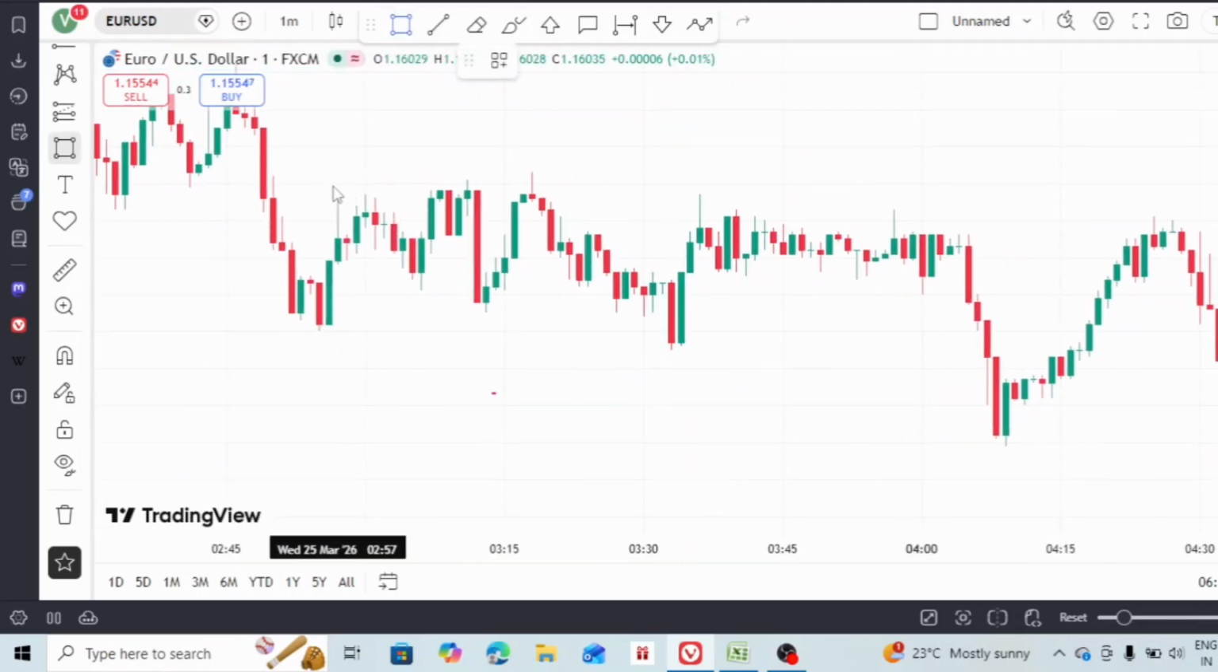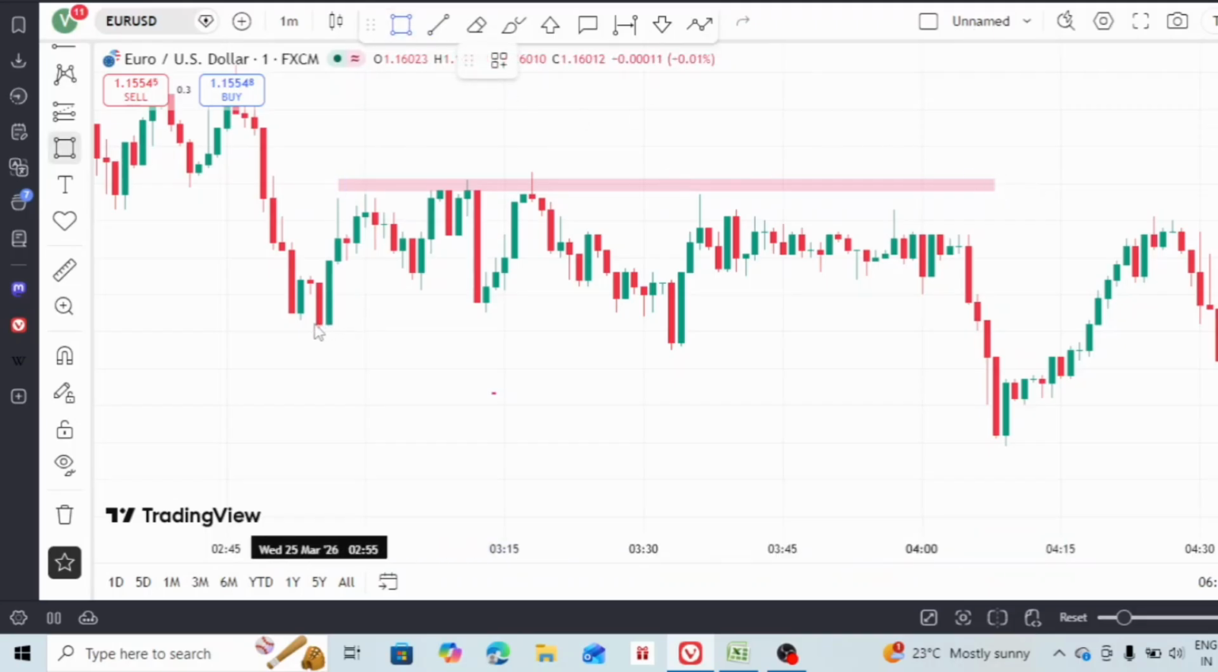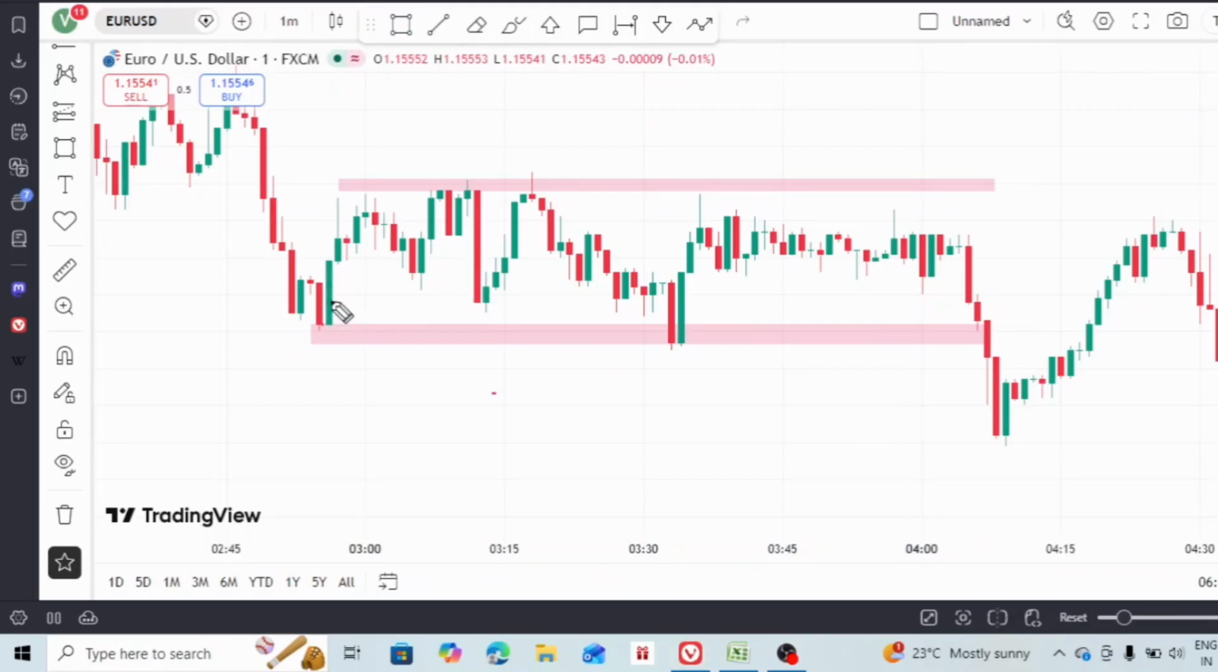So here, if you look at the price, this is the resistance, and this is the support. See, the price is moving between here. It went up, it went down, it went up. See, the price is just getting rejection from this level, so we can call this the resistance. And when it comes to this level, it gets rejection from this level again. So this is the ranging market.